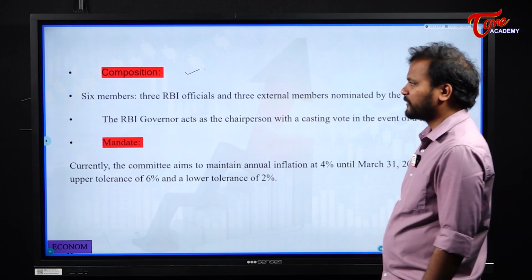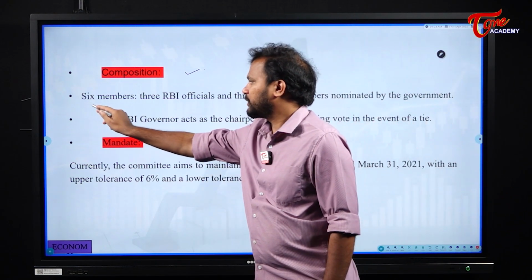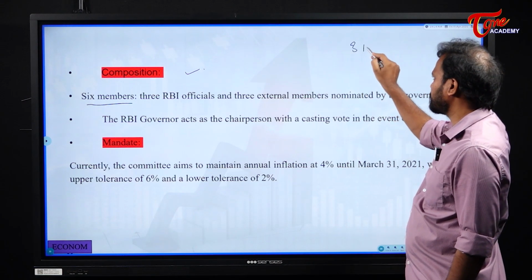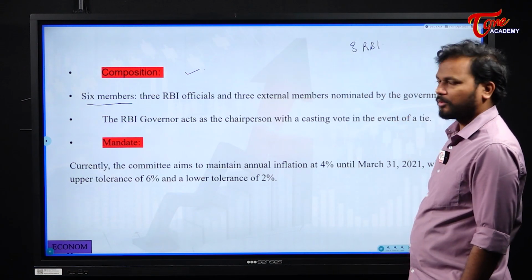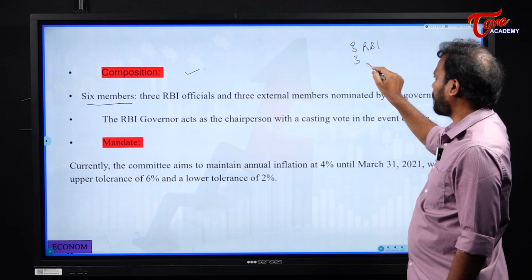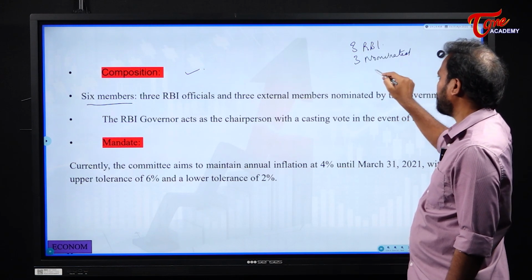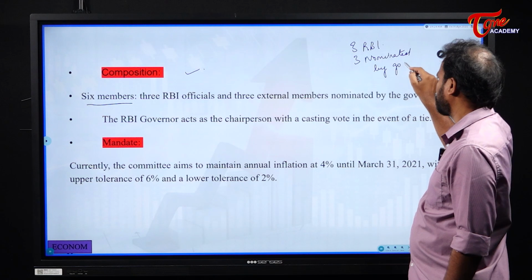It consists of 6 members: 3 RBI officials, okay, and 3 nominated members, 3 external members by the government.